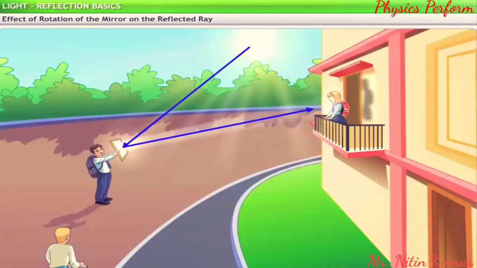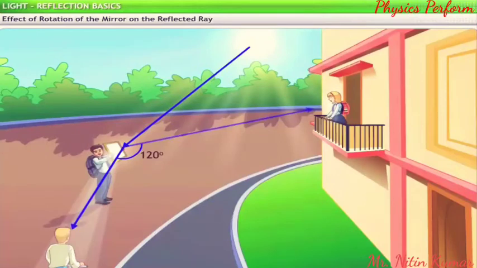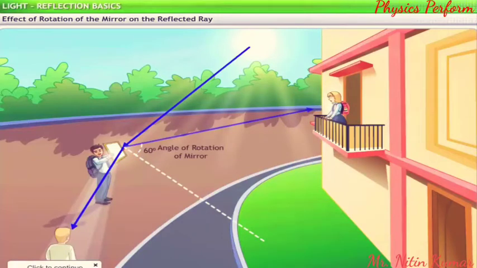Hence, for the given problem, if the child has to direct the rays to a person standing 120 degrees apart, he has to rotate the mirror through an angle that is equal to half of 120 degrees, that is, 60 degrees.